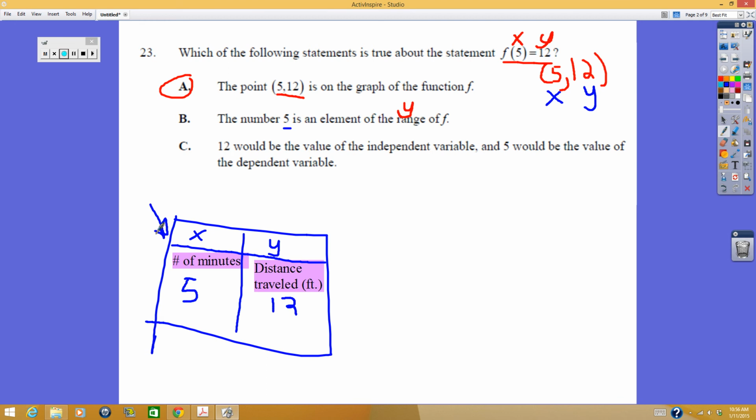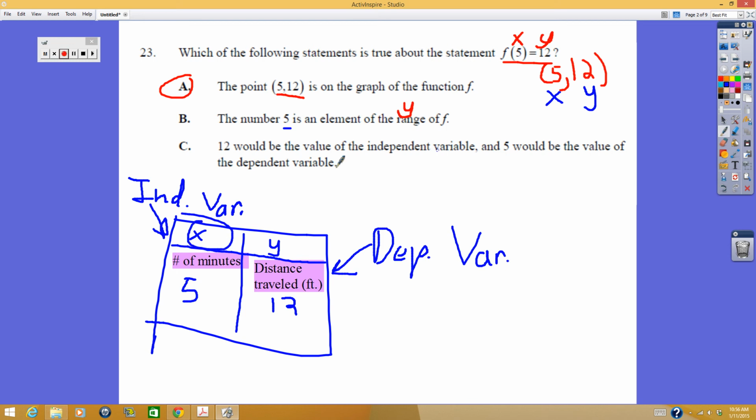Remember that this side is always going to be your independent variable, because this is the side that you can control. Your number of deposits, the number of minutes, the number of seconds, the number of ice cream toppings you get. This side is your dependent variable, always. It's the thing that changes based on the number of x values that you have. So 12 would be the value of the independent variable. That is not true, because this 12 is on the side of the dependent variable. So that is why the other options are wrong, and 23 for sure is correct.